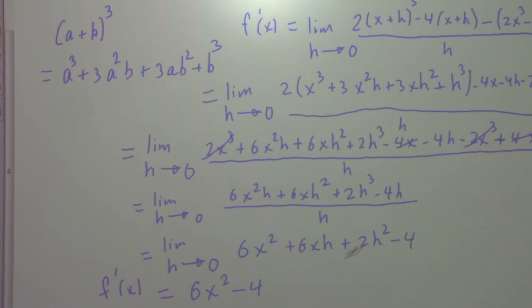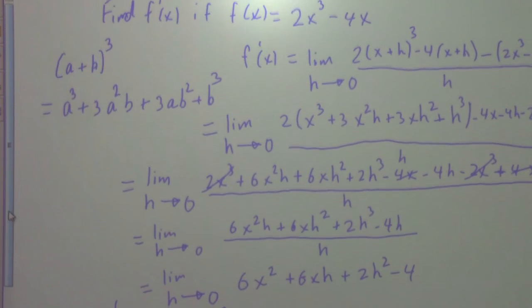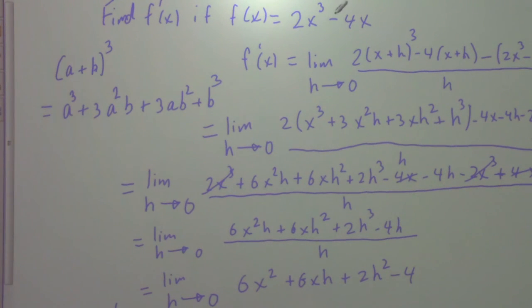Okay. But you see that stuff cancels out all over the place, and the stuff that doesn't cancel out, when you plug in 0 for the h, that makes this stuff go away too. So all you have left is 6x squared minus 4. And do you remember the last one we did? If you just take this piece right here, what is the slope of negative 4x? Negative 4. So you can kind of see where that came from, can't you?